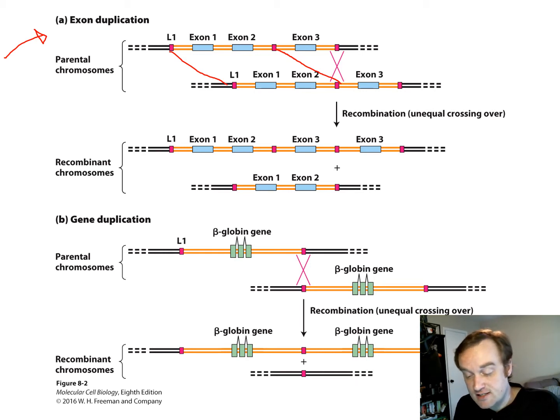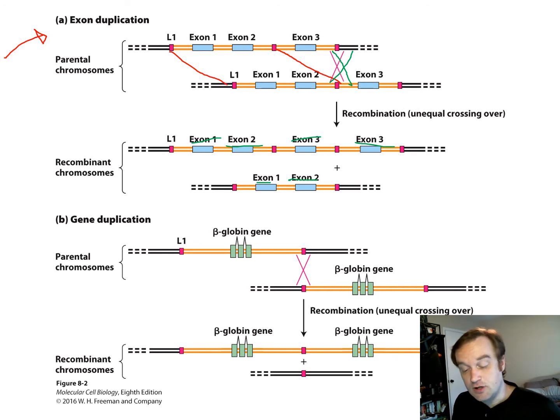However, in this case, we have crossing over right here at L3, and that's not between L3 and L2, so that's not an equal crossing over. What occurs then is one chromosome has exon 1, exon 2, exon 3, and then another copy of exon 3, and the other chromosome only has exon 1 and exon 2. So we've increased the number of exons, or protein coding elements of DNA, in this gene.